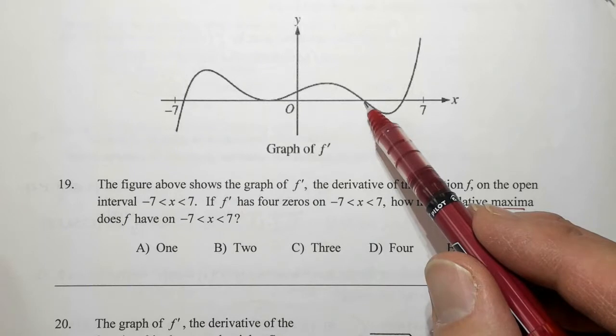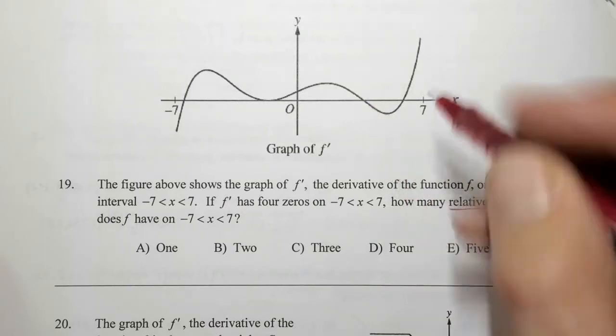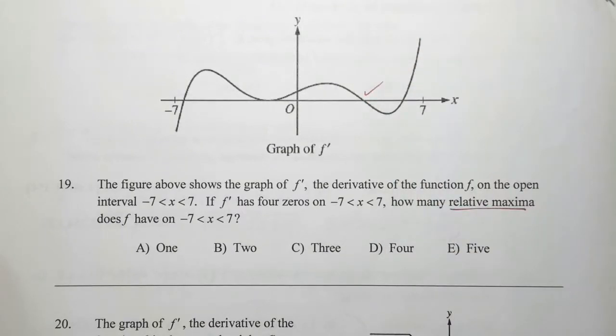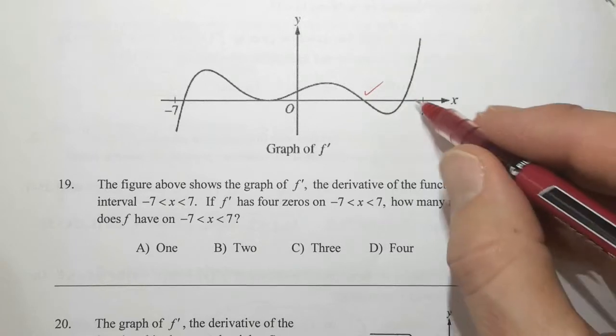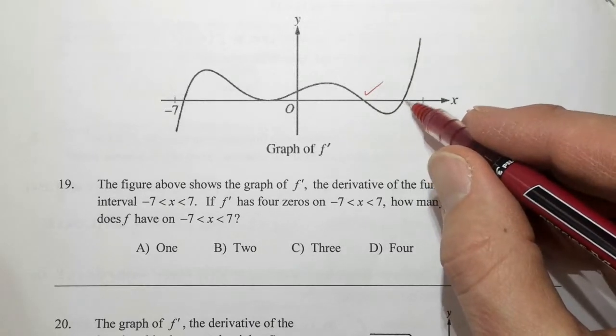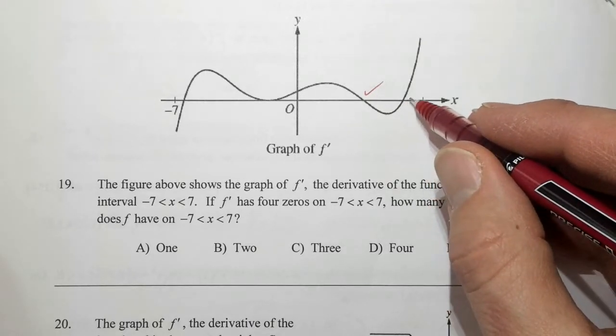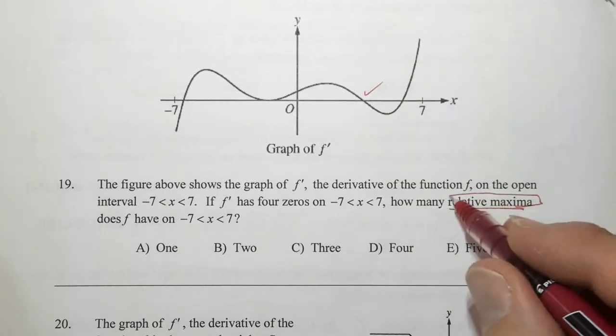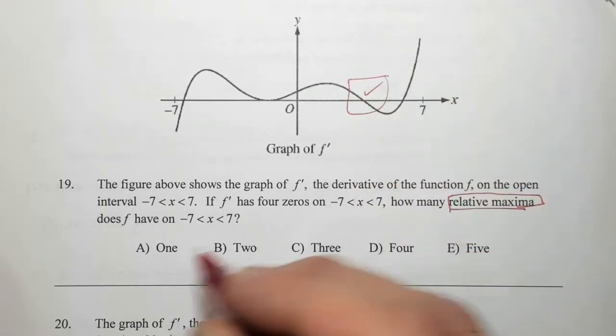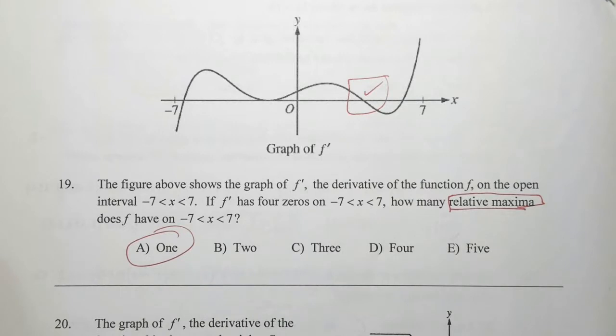The third time, we do change from positive to negative. So that's going to be a relative max for f. And then the last time is like the first time, it's a change from negative to positive, which means it's a relative min. We're asked about a relative max. There's only one situation when that happens. So our answer is A.